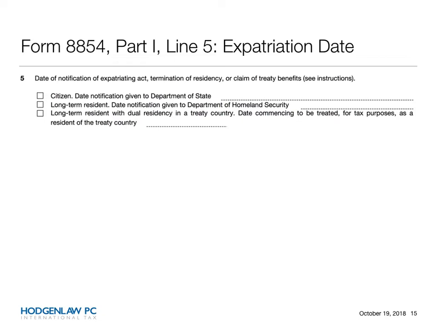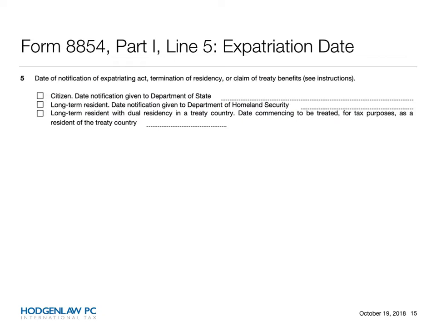Here's where all the fun and game happens on the paperwork. So Form 8854, Part 1, Line 5. What is your expatriation date? And you notice there are 3 little check boxes, 1 for citizenship and 2 for long-term resident. That's because there's only one way for a citizen to expatriate, and that's by terminating citizenship. But there are 2 ways for a long-term resident, and again, think green card holder, to terminate that status.